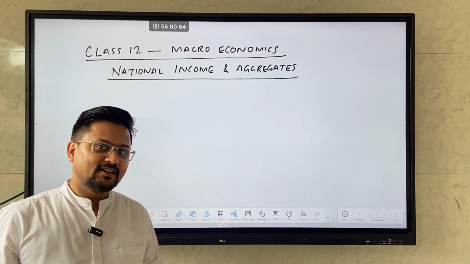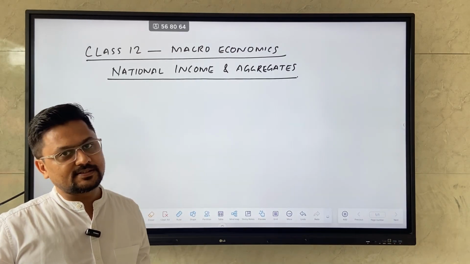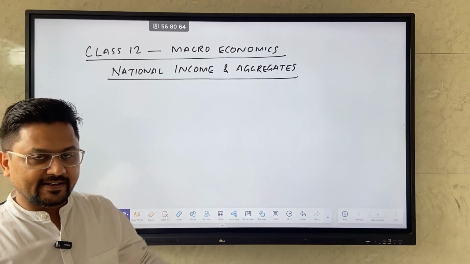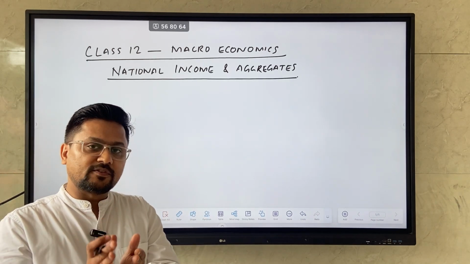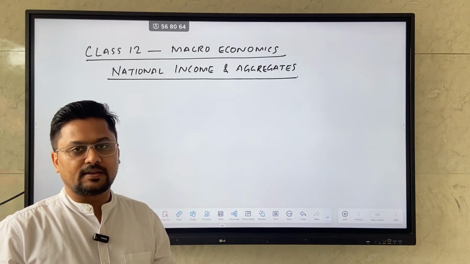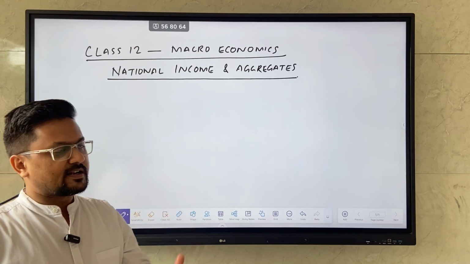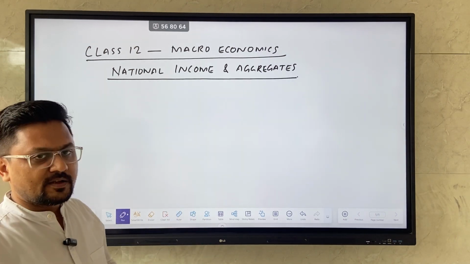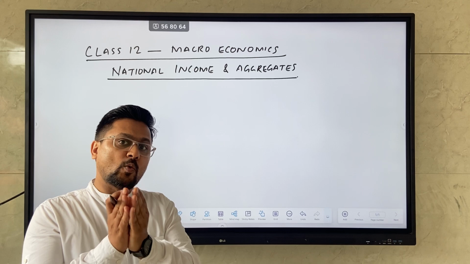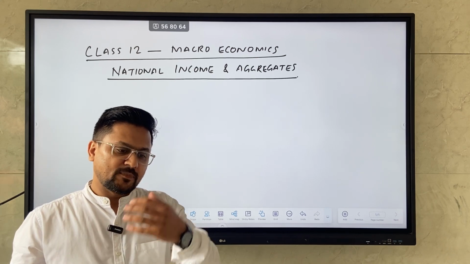Hello students. So today we are going to discuss national income aggregates. Now this is one of the most important topics in class 12. So starting with national income aggregates, first we need to understand what national income is, right?